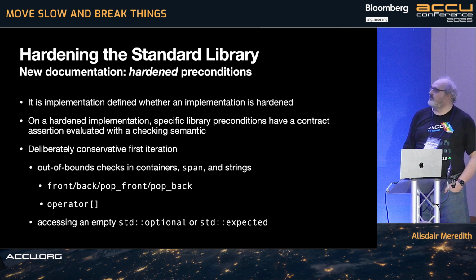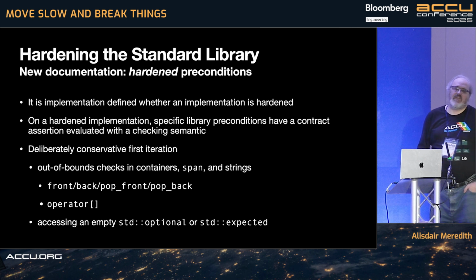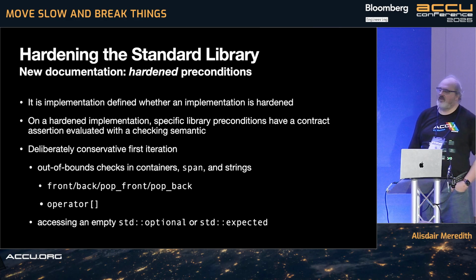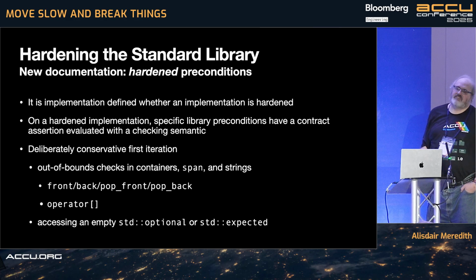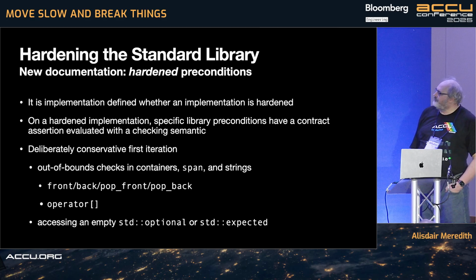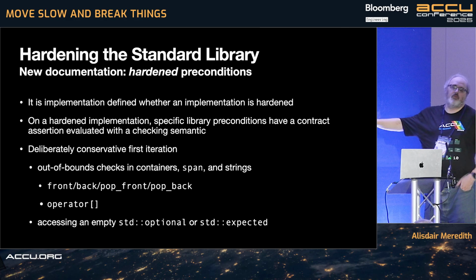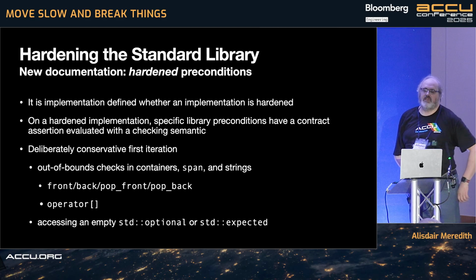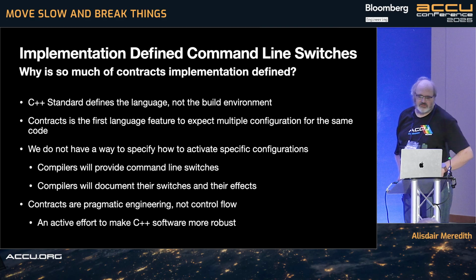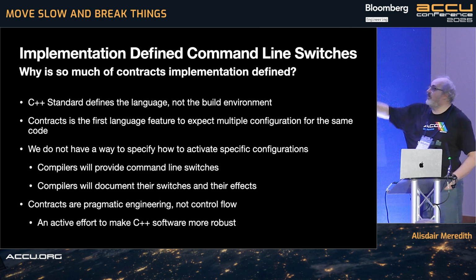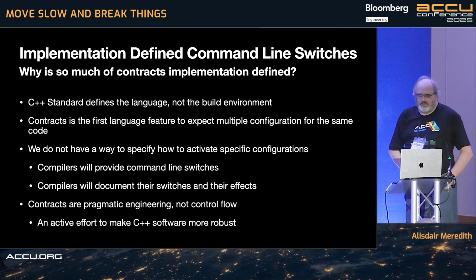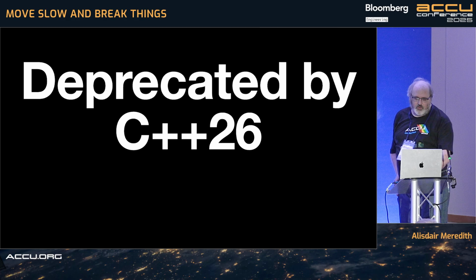So front, back, pop front, pop back. If I've got an empty container, that will now be hardened and terminate my program quickly rather than head off into undefined behavior land. Likewise, out-of-bounds indexing on operator square bracket, and trying to access the members of an optional or a std::expected when they're empty. That is not throwing an exception today, that is undefined behavior, and those are now hardened because it's important that those remain efficient operations. As I was saying before, the whole contracts feature is implementation defined to support power switches.